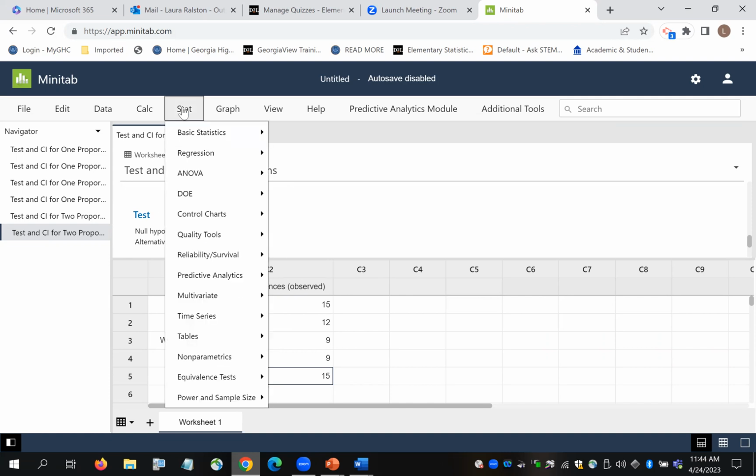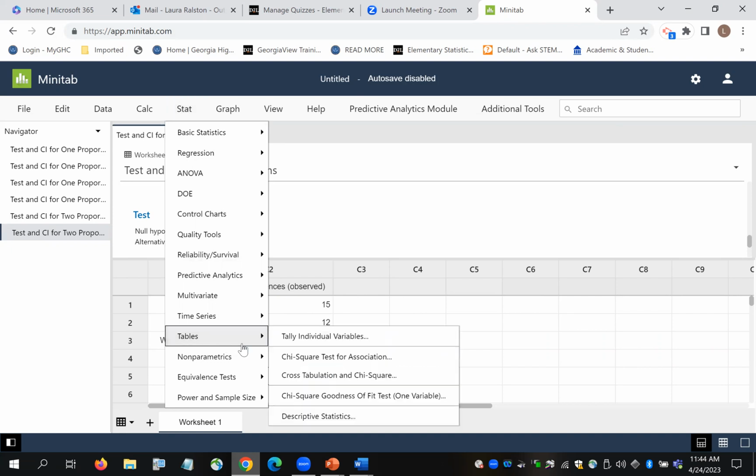Stat. You're going to scroll down to tables. And we want chi-square goodness of fit test, one variable. Stat, tables, chi-square goodness of fit test, one variable.